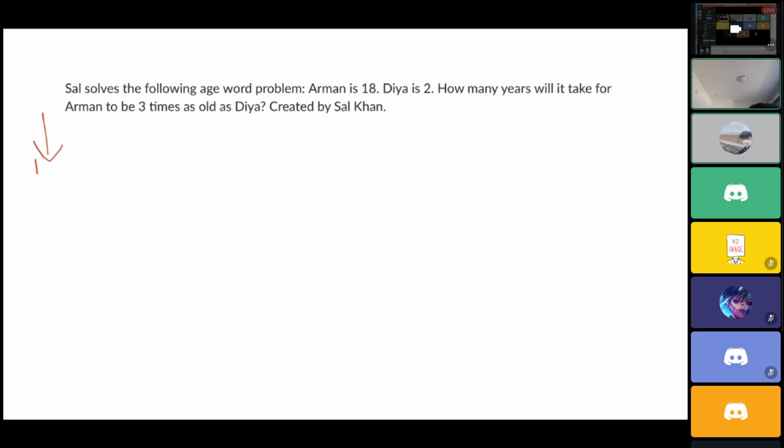Here's the thing, you start off with Arman being 18 and Dia being 2. It's asking how many years it will take Arman to be 3 times as old as Dia. Well, you know that Arman and Dia age at the same time, so you're trying to figure out how many years. That amount of years is the same for both. It's just like Arman and Dia are in a race and they move at the same speed, and how long does it take for Arman to be 3 times further than Dia? It's kind of like that, because time doesn't change.